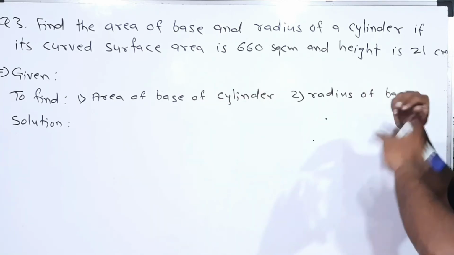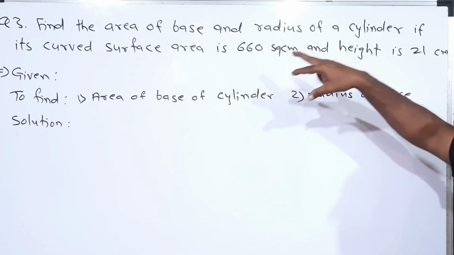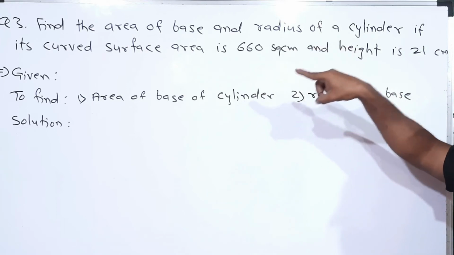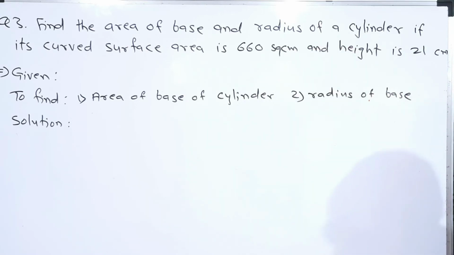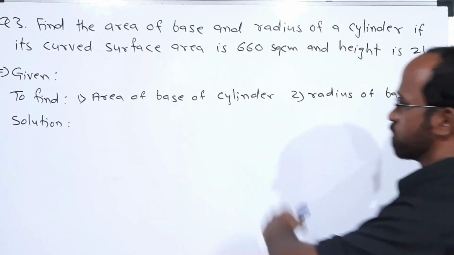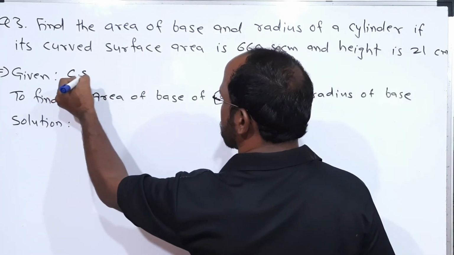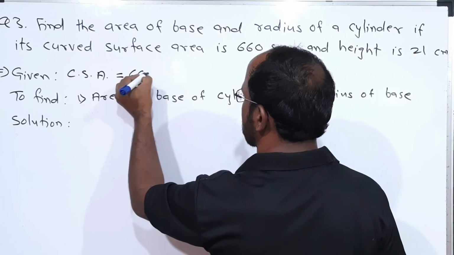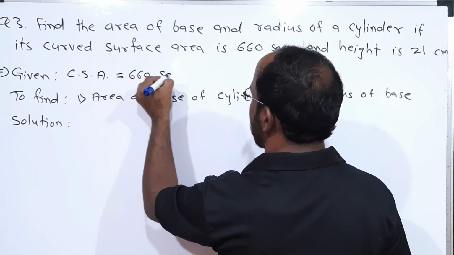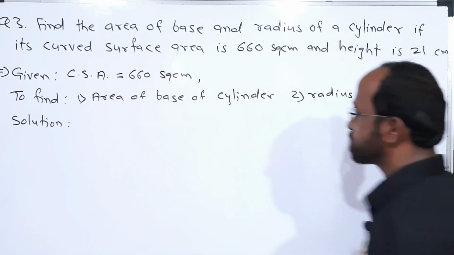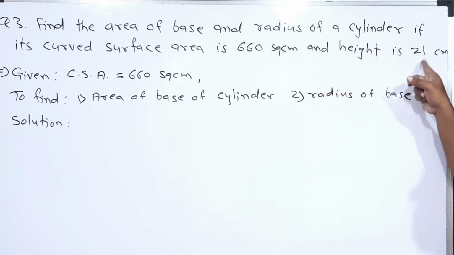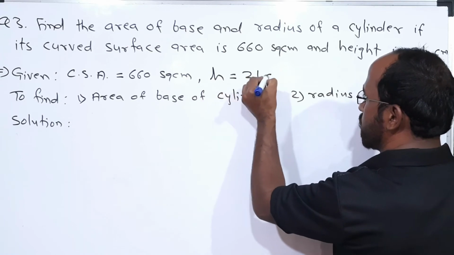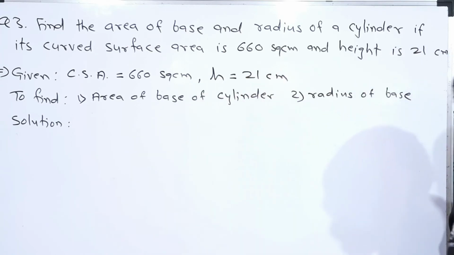Let us see what is given. Find the area of base and radius of a cylinder if its curved surface area is 660 square centimeter and height is 21 centimeters. So this much information is given.